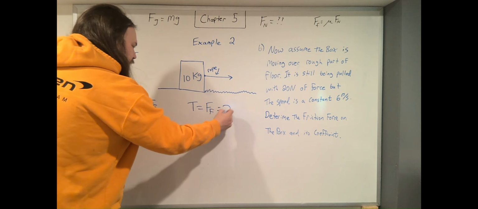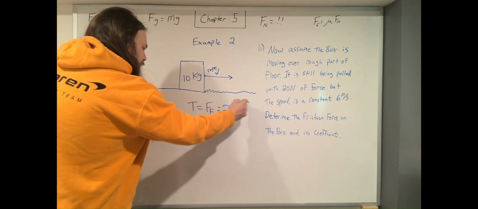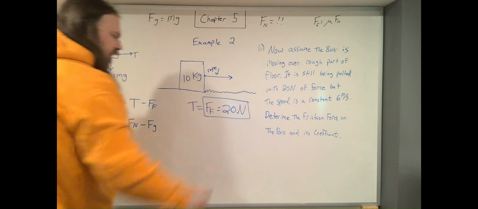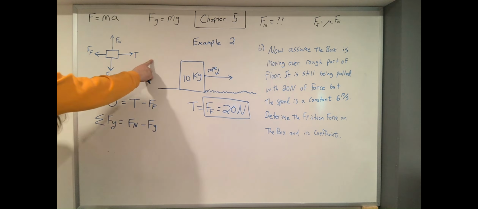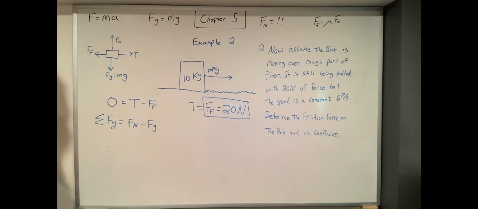So this friction force, I know, has to equal 20 newtons. If T is equal to the friction force and T is 20, then the friction force must also be 20. So they're balancing, they're canceling each other out. You can see tension being pulled with 20 newtons here, friction force being pulled with 20 newtons here, and that's why we have an overall 0 acceleration. But that's just the first part.